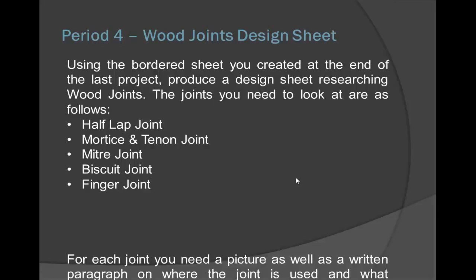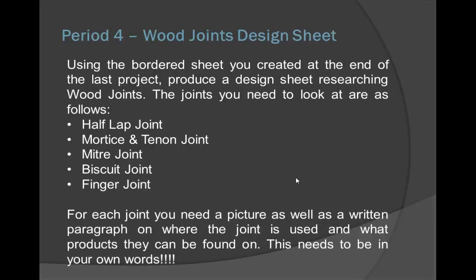As well as getting a picture, you need a written paragraph on where the joint is used and what products they can be found on. This needs to be in your own words. Okay, it's not going to be cutting stuff straight from the internet and putting it onto your sheet. Okay, you get marked down for that, and sometimes your papers will be thrown out.